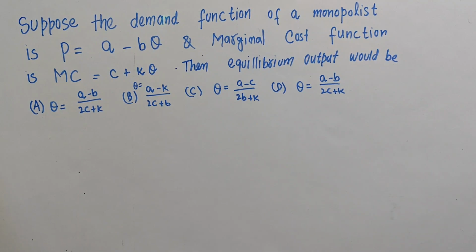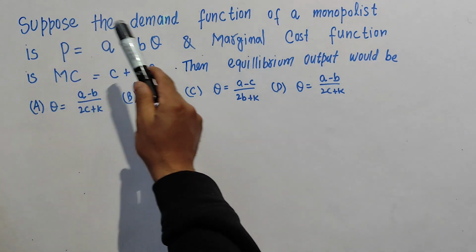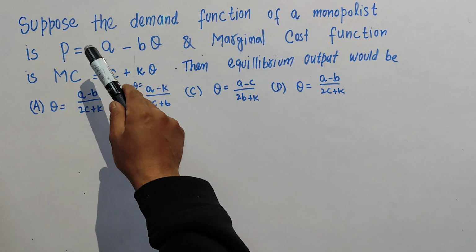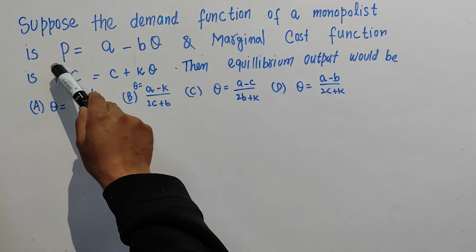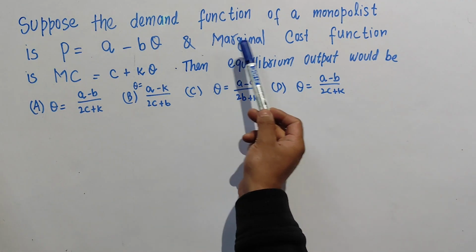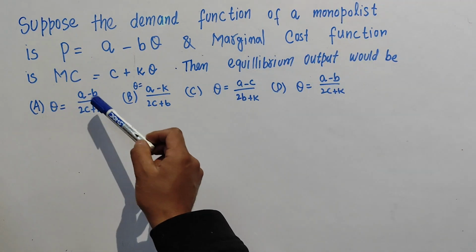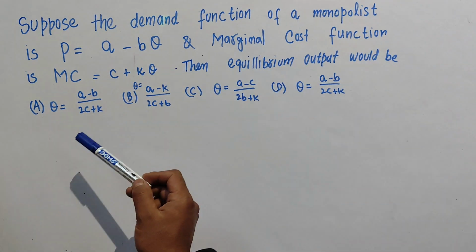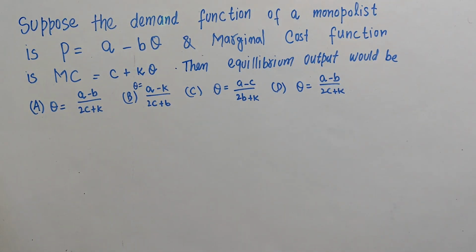Let us solve a question on equilibrium output in the monopoly. The question is, suppose the demand function of a monopolist is given as P = A - BQ, where P denotes the price and Q denotes the output. We are also given the marginal cost function, that is MC = C + KQ. Then the equilibrium output would be... options are given, we need to find the correct option.